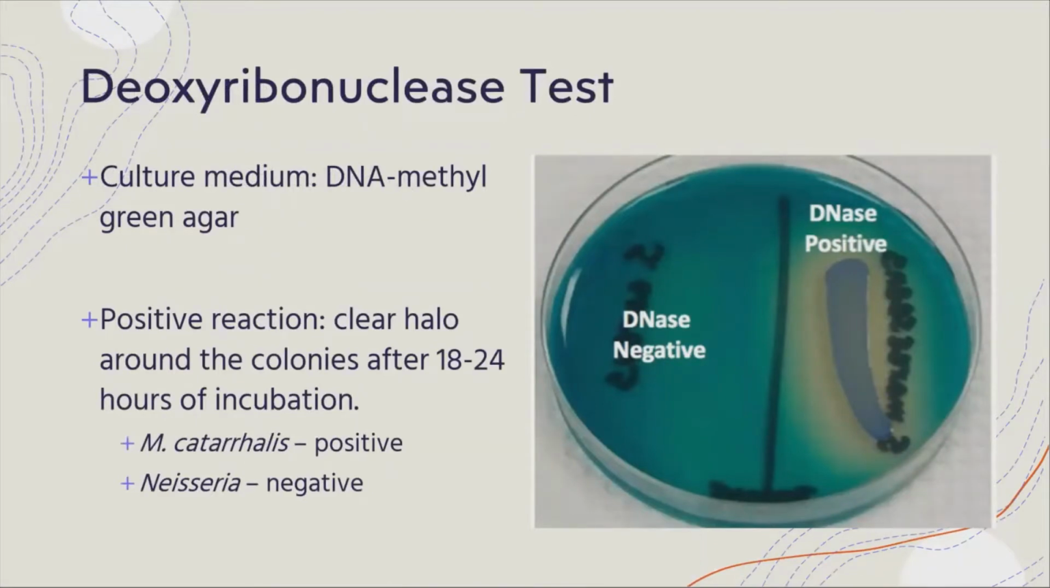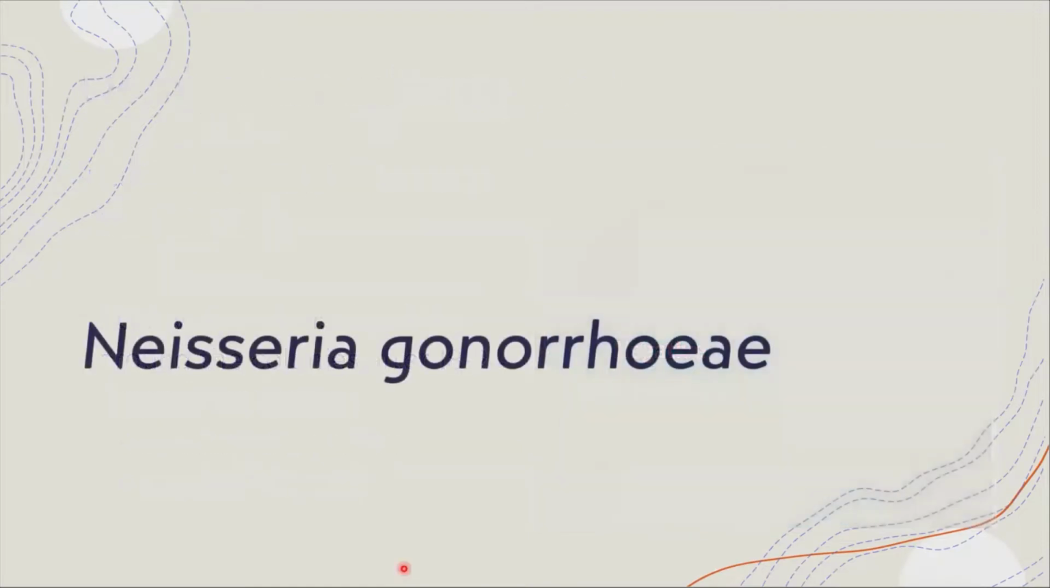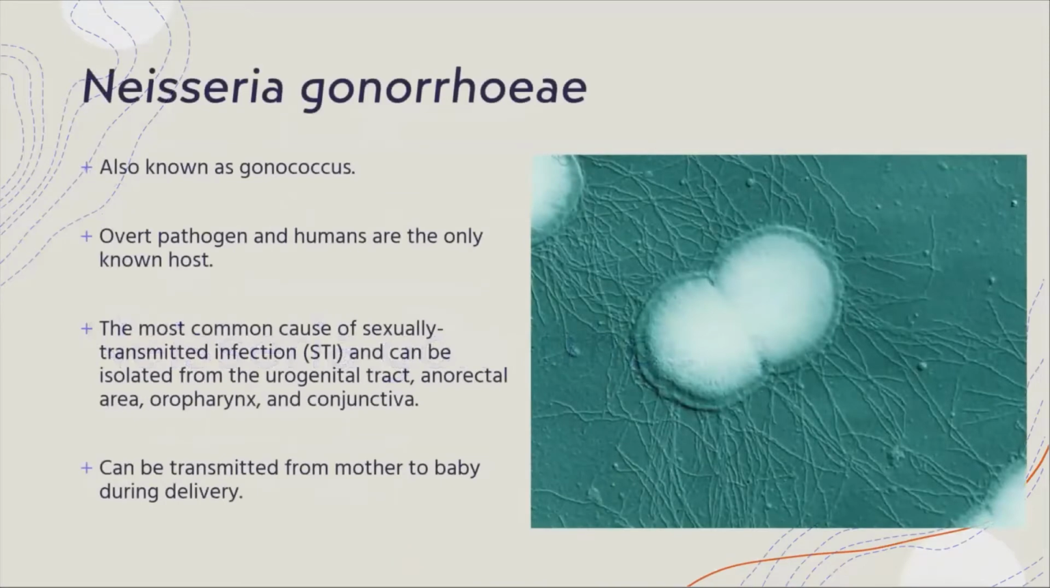Okay, so let's now discuss the pathogenic Neisseria, starting with Neisseria gonorrhoeae. Neisseria gonorrhoeae is also known as gonococci or gonococcus. So this is an overt pathogen, and humans are the only known host. So hindi siya part ng normal flora natin, and once makapasok to sa katawan natin, particularly sa mga mucous membranes, so they will start colonizing that mucous membrane and will cause disease and inflammation.